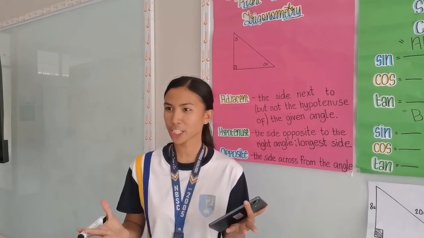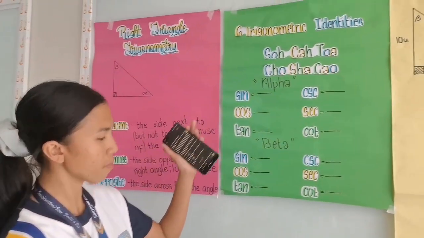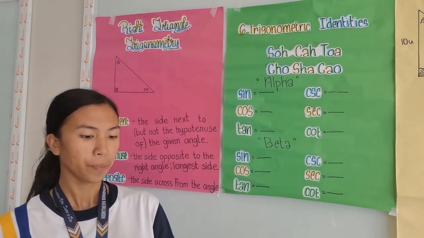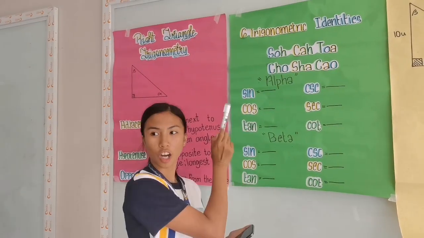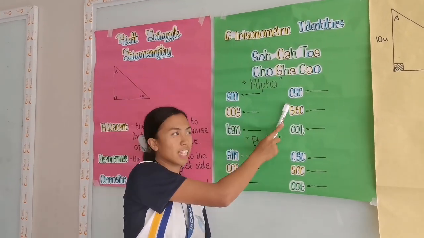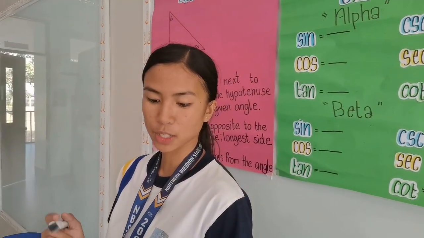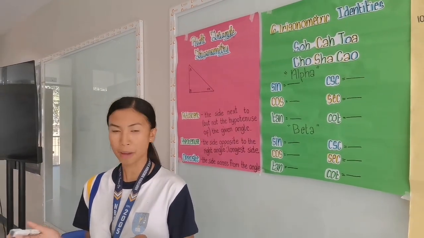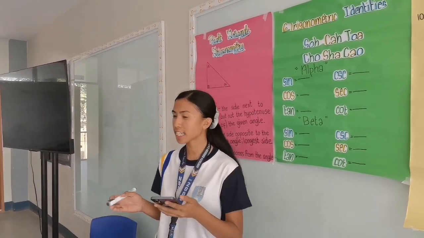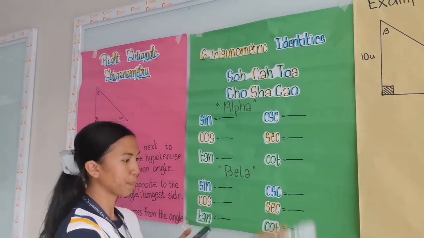Kim? Yes, ma'am. So now that you know the sides of the right triangle, let us now move on to the 6 trigonometric identities. There are 6 basic trigonometric ratios, namely the sine, cosine, tangent, cosecant, secant, and cotangent. These ratios help us find unknown sides or angles in a right triangle. To easily remember these 6 trigonometric identities, we can use the acronyms SOHCAHTOA and COSHACAO.